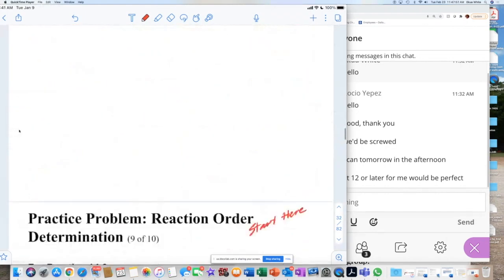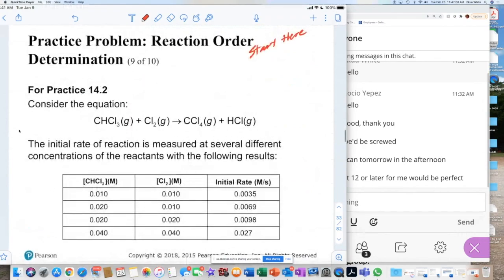Okay. So we're going to work another problem out. I wrote a note to myself to start here. Normally I don't do the practice at the start, but I didn't want to start this lesson going over the new stuff, so I wanted to do this again. We're told here, consider the following equation. So we have a balanced equation.